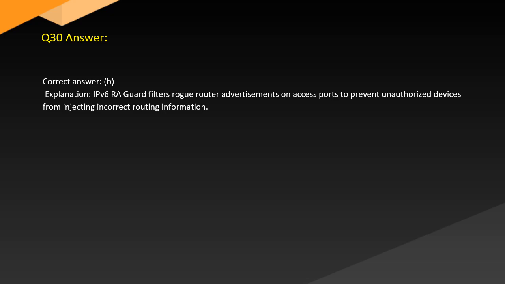Answer. Correct answer: B. Explanation: RA guard filters rogue router advertisements on access ports to prevent unauthorized devices from injecting incorrect routing information.